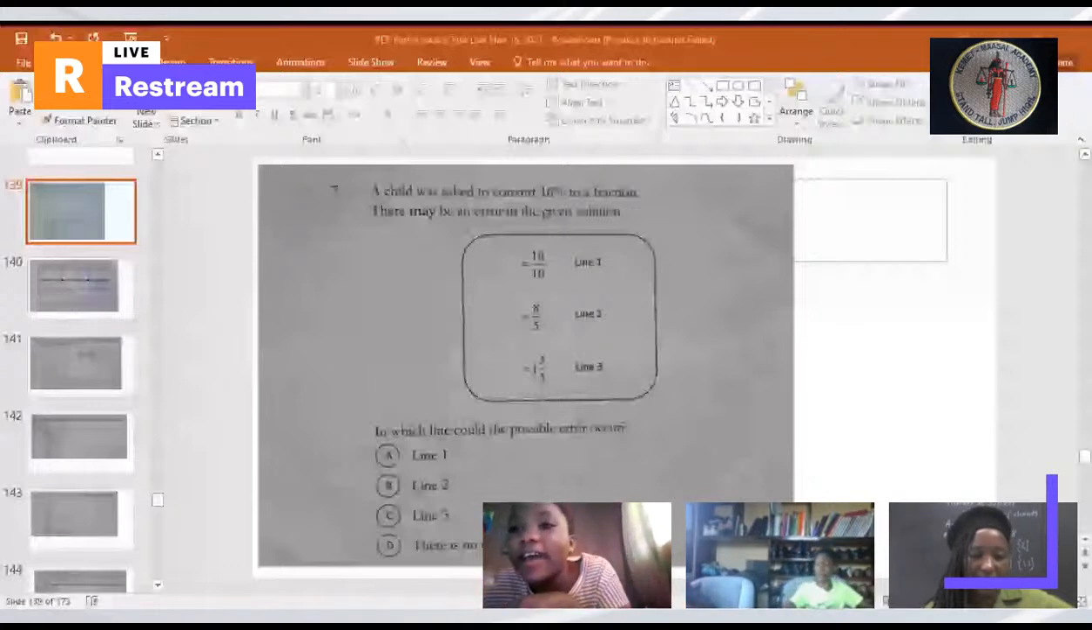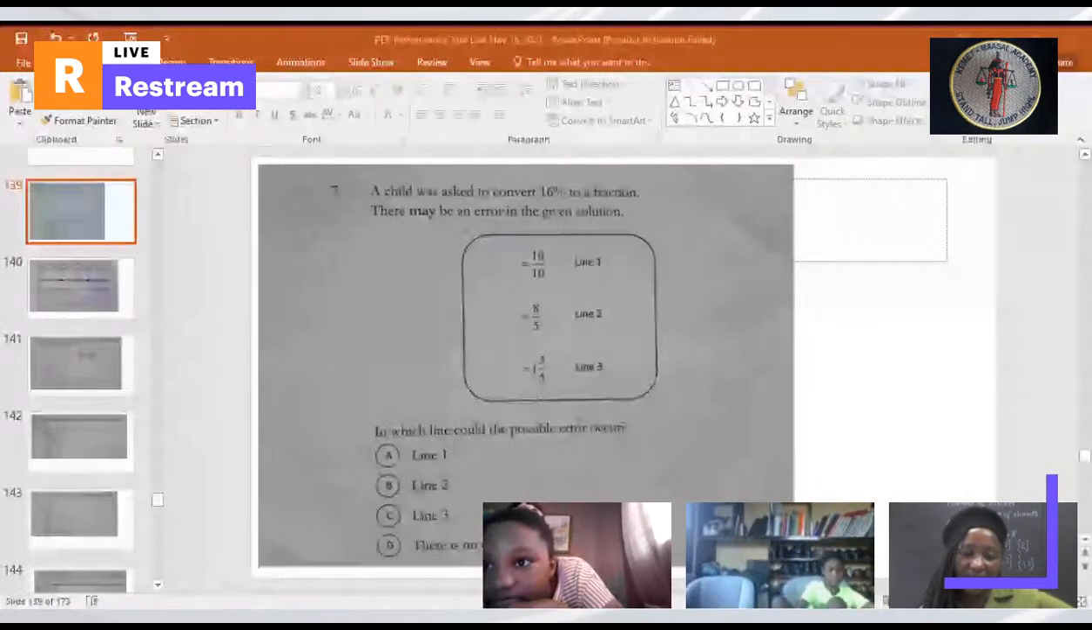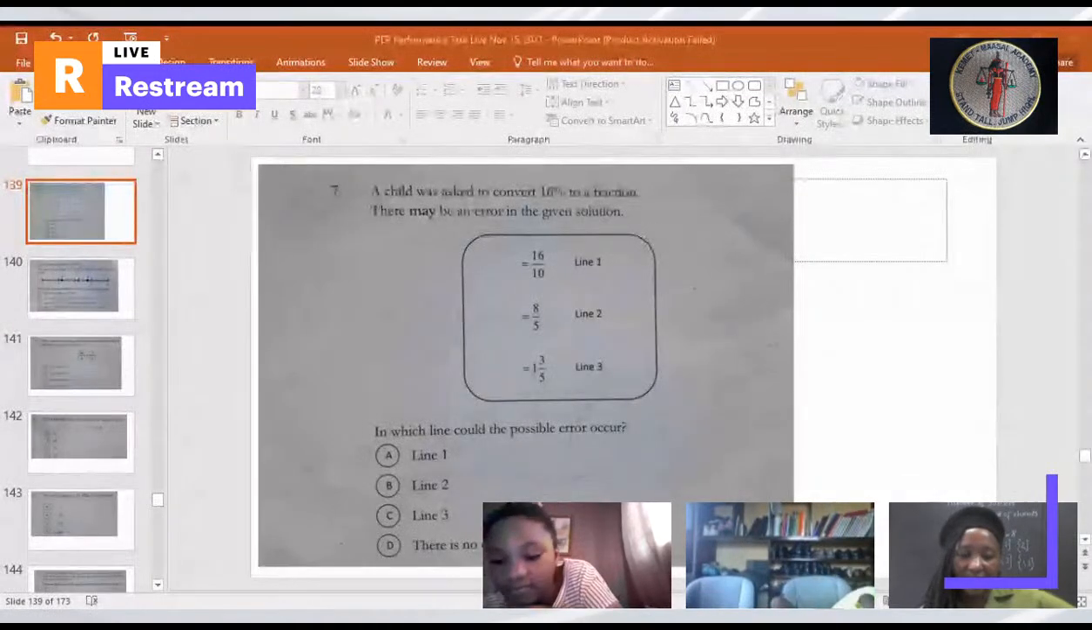Miss, it's line 1 because if you're converting a percentage to a fraction, it's over 100. So there should be 1 more 0 there. All right, that is correct. So he made an error by putting 10 instead of 100. All right, Alyssa, it's your turn now to read 8.